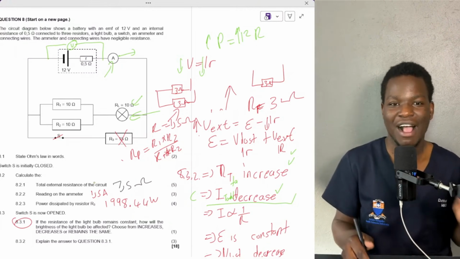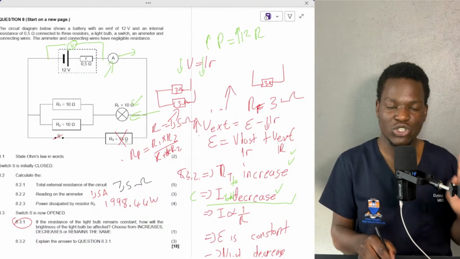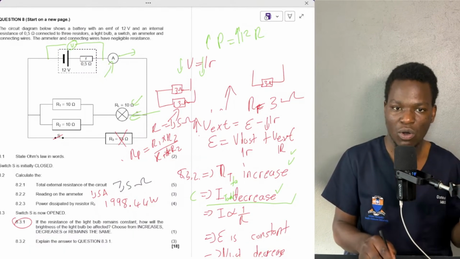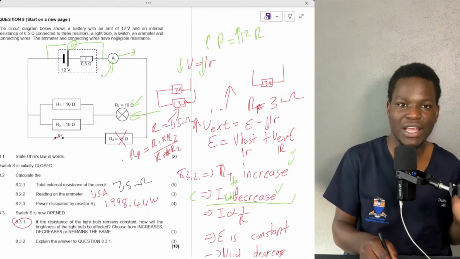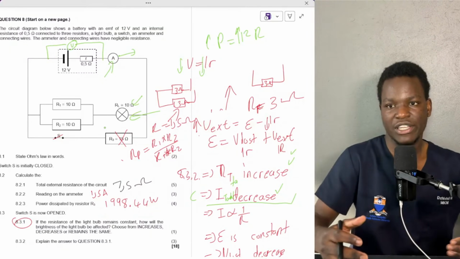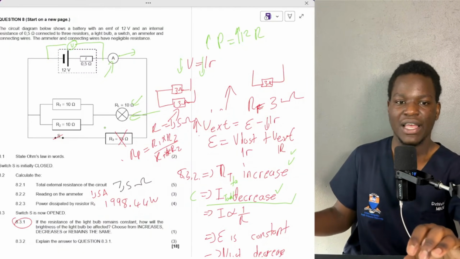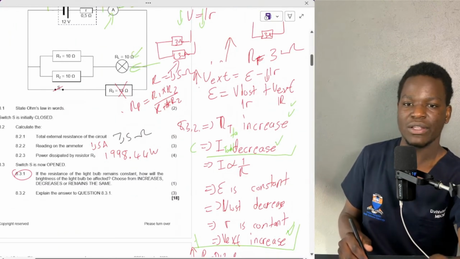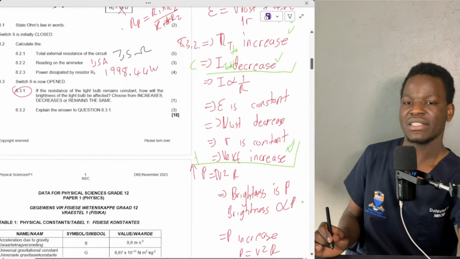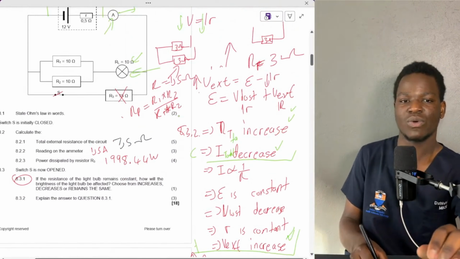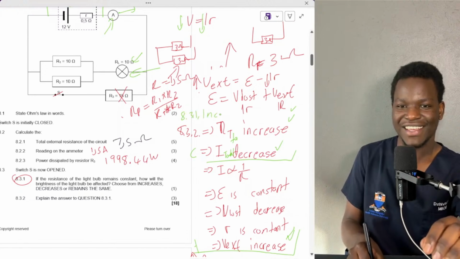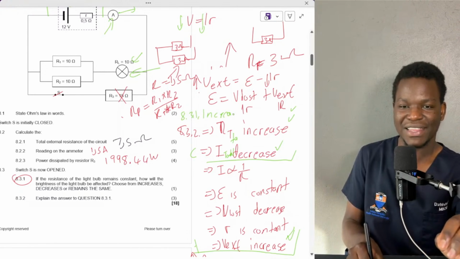So you see now, I've helped us understand the ammeter reading and the voltage variables of the total circuit. You must know how to differentiate, it is very important. And because we have gotten our answer, brightness increases. So the answer is what? 8.3.1, increase.